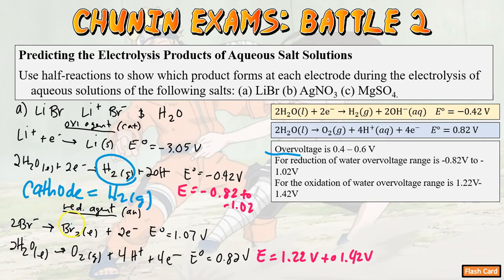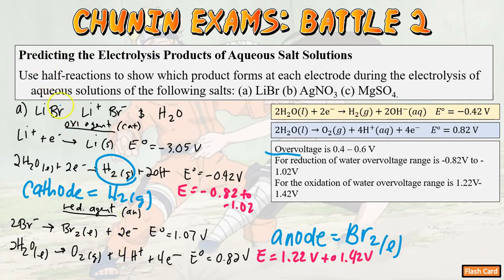We'll do the same thing for the reducing agents. We have our bromine that has a standard cell potential of 1.07 volts, and then we have our water that has a standard cell potential of 0.82 volts. But with overvoltage, we know it can go up to 1.42 volts. And so we're really looking at 1.42 volts versus 1.07 volts. And since this is at the anodic region, or the reducing agent, we are looking at the smallest value. So the smallest value here is going to be 1.07 volts. And so that means that Br minus is going to form Br2 liquid and release 2 electrons. So I can say at the anode, Br2 liquid is definitely going to be formed.